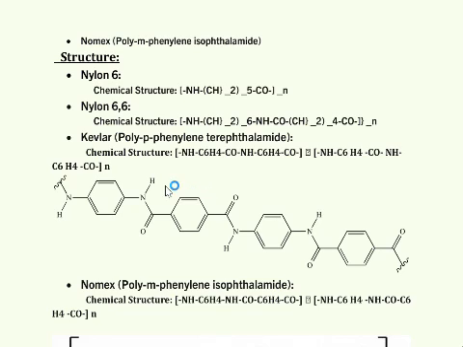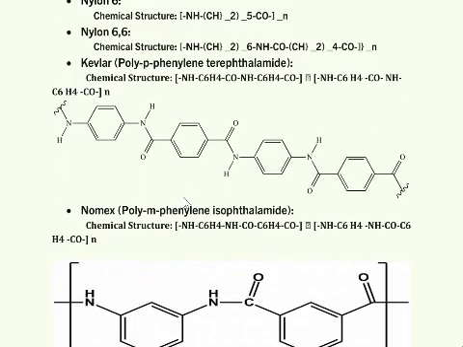Discussing the aromatic ones, there is Kevlar. The poly means that the compound is a polymer, and P is representing the para position, which is the 1,4 position. Phenylene terephthalic amine is representing the benzene ring, which contains the amide group and the carboxylic group at 1,4, meaning para position.